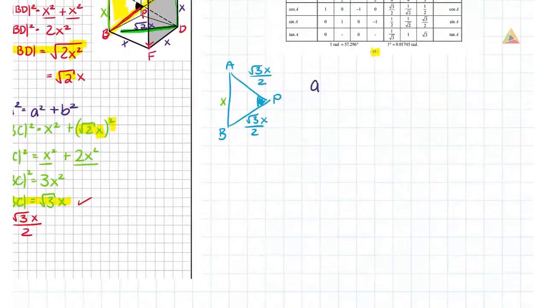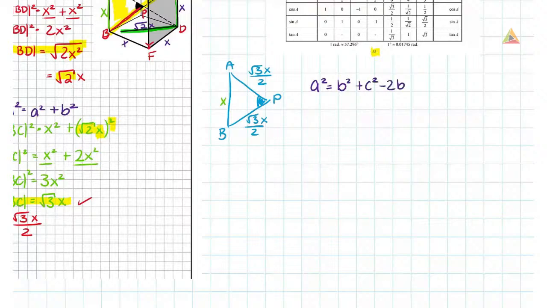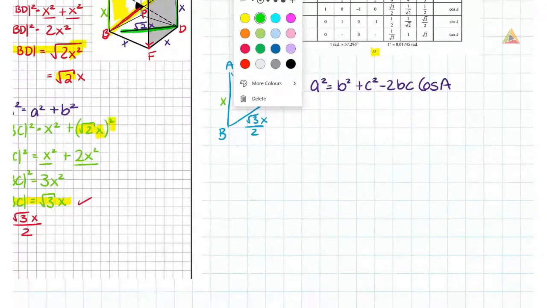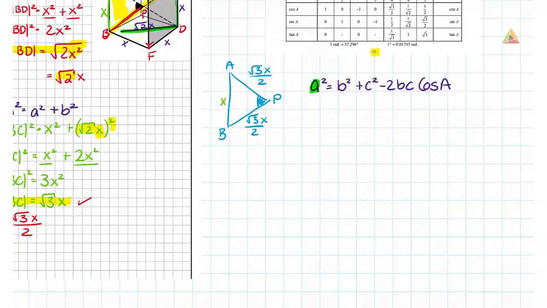So your cosine rule, a squared is equal to b squared plus c squared minus 2 times b times c times the cos of the angle A. And as we remember, the side that you start with needs to correspond to the angle that you end with. So they need to be opposite each other. So we're obviously going to start with the side x, since this is the angle that we're looking for here. So it becomes x squared is equal to, and it doesn't matter which one of these is b and which one is c.